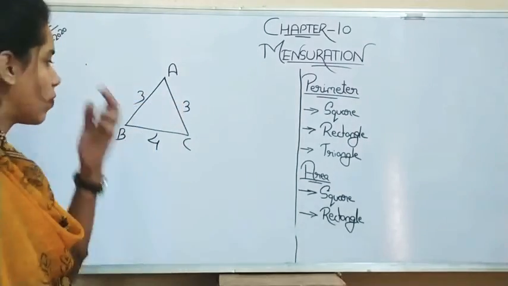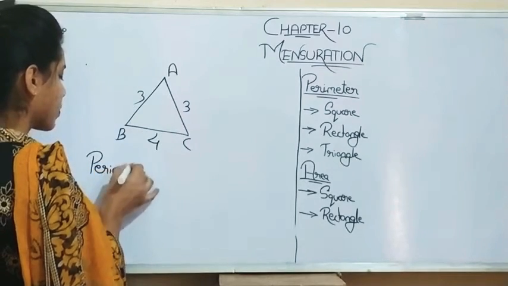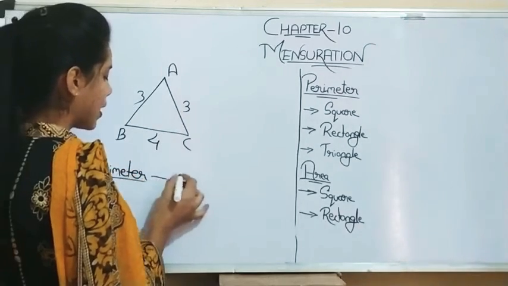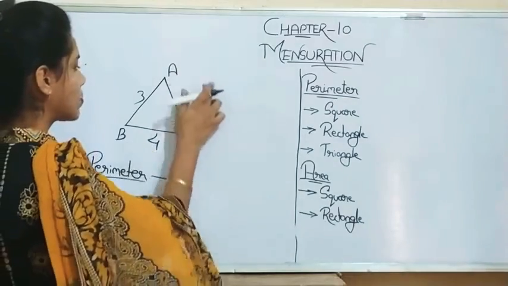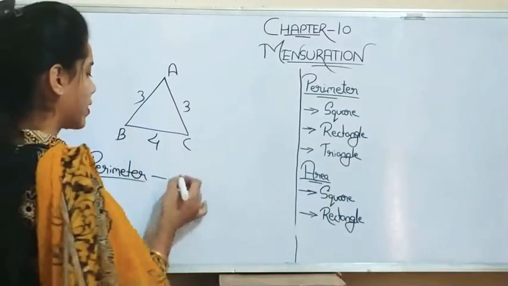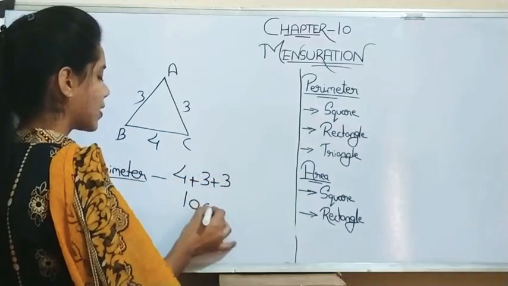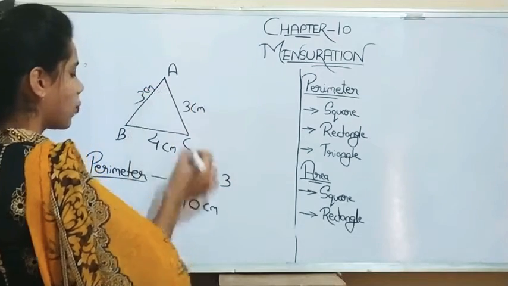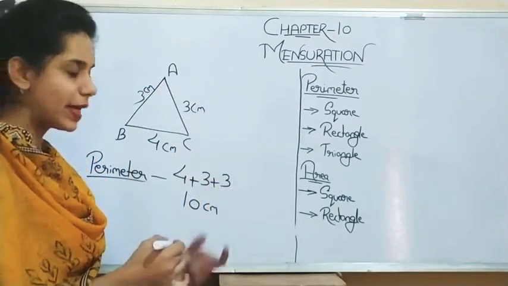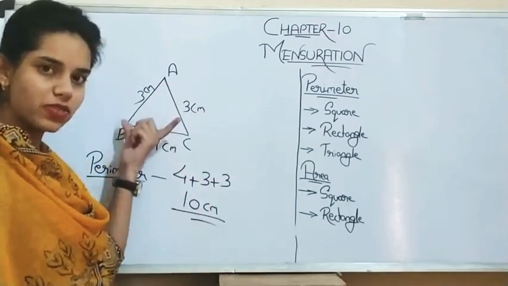Okay. So what will be the perimeter here? Perimeter will be the length of the boundary. Means if I add all these boundary measurements, we will get the perimeter. 4 plus 3 plus 3, 10 centimeter. Suppose their units are in centimeter. So 4 plus 3 plus 3 will be 10 centimeter. So this will be the perimeter of this triangle.